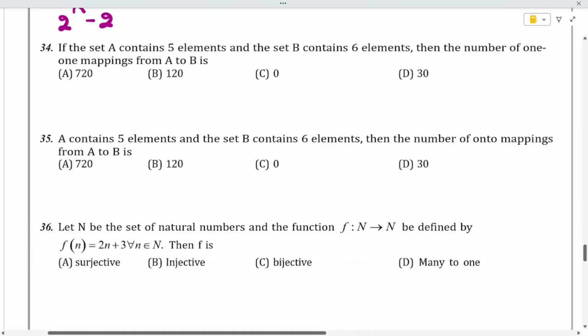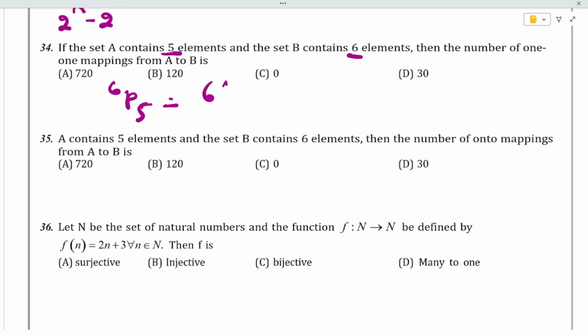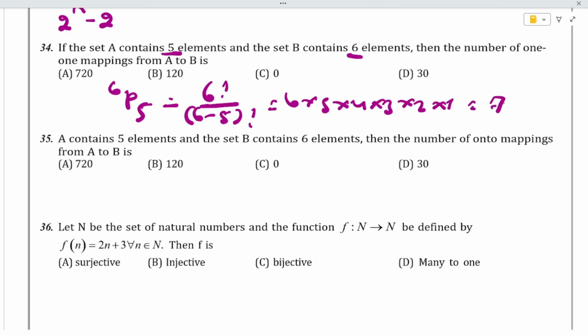Next is the 34th question. Set A has 5, again set B has 6. Next, the number of one-one mappings here will be 6 permutation 5. I hope you know the formula to find the permutation. That is 6P5. It will be 6 factorial divided by 6 minus 5 whole factorial, which is equal to 6 into 5 into 4 into 3 into 2 into 1, that is equal to 720. So the answer is option A.